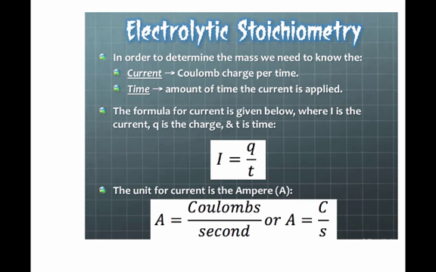Hopefully you know this from physics. If not, no big deal. We can kind of work through it here. It's pretty simple. All right, sorry, it's kind of small, but what we're looking at here is we're going to determine the mass of zinc that's going to plate out when 10 amps is applied for 30 minutes. So we've got our time interval, we've got our amps, through a solution that has zinc ions in it.